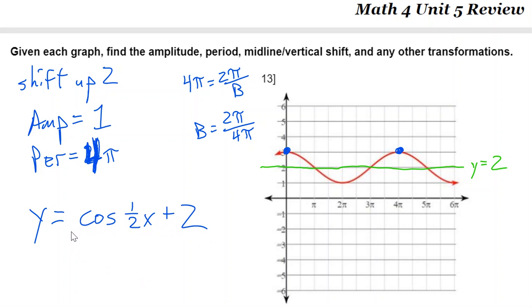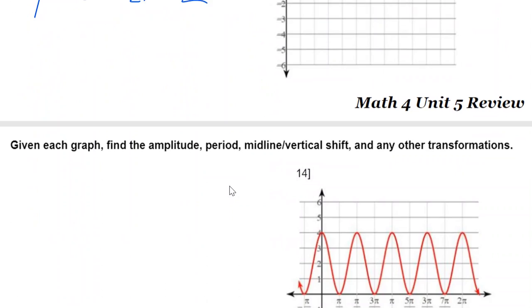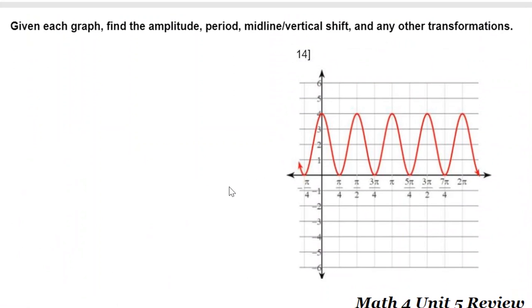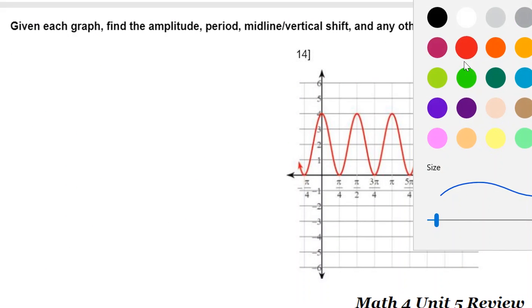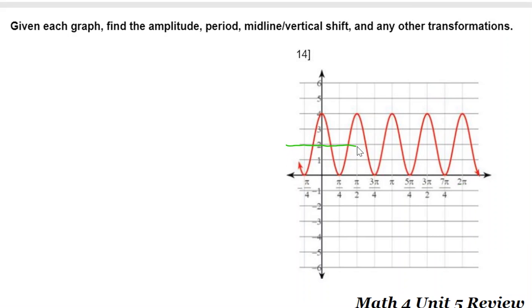That gives me an amplitude of 1. B was 1/2, and then plus 2 for the shift up 2. All right, one more. Here I'm going from 4 to 0 to 4 to 0, so my midline must be at 2. So I've just shifted up 2.